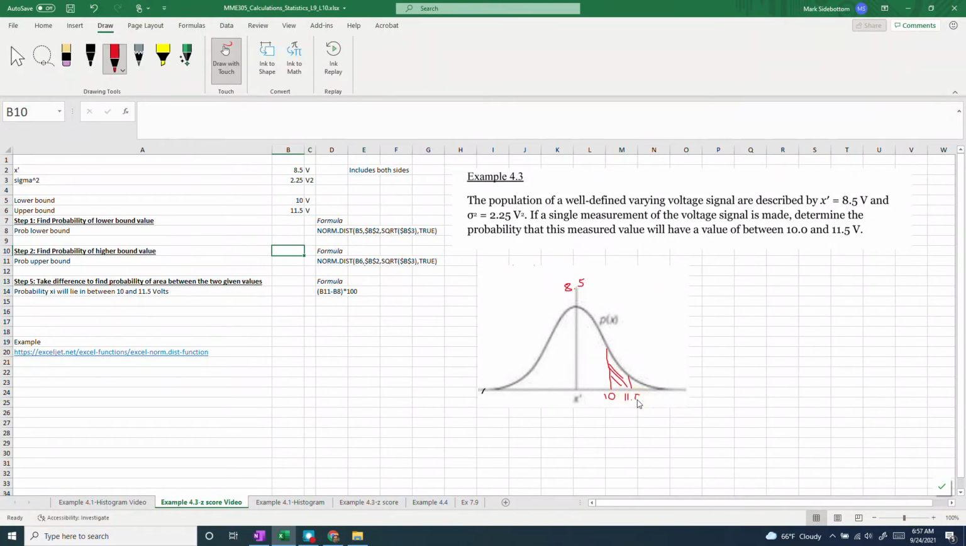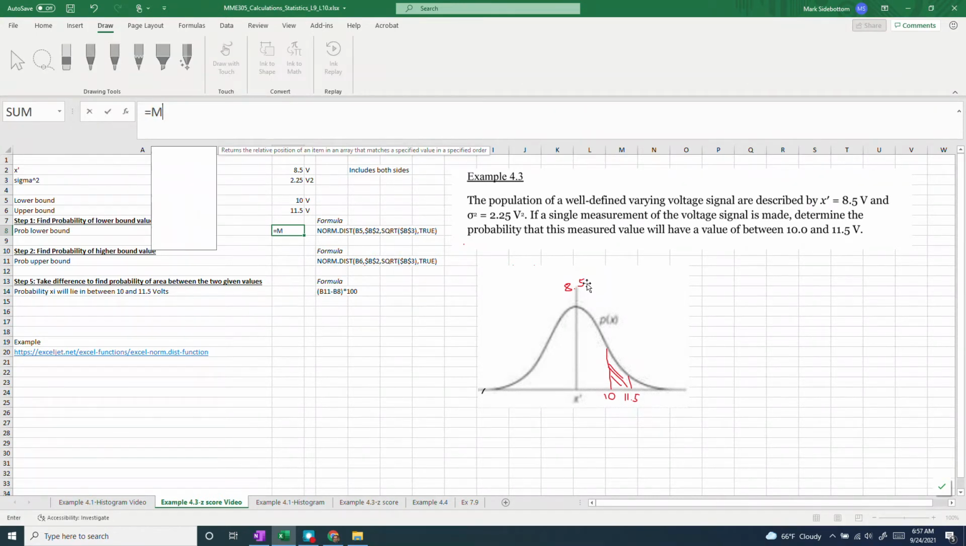In order to solve this using Excel, we need to do a few steps. The first step is to find the probability of the lower bound value. To do that, we can use the normal distribution function, which is pretty easy to use in Excel. First we define x. In our case, x is going to be 10.